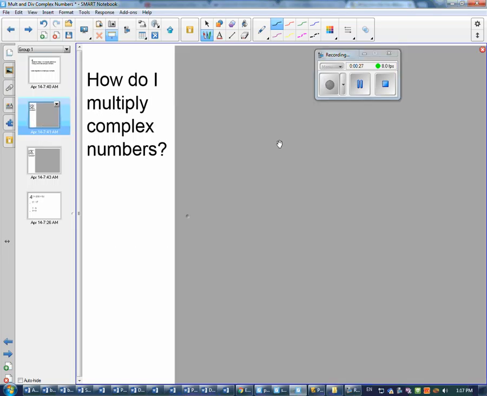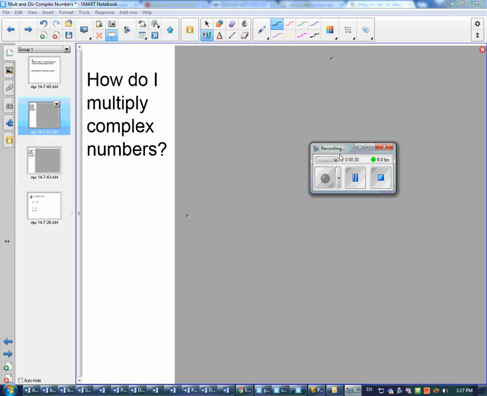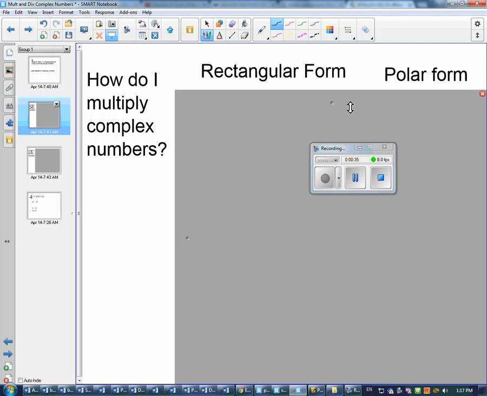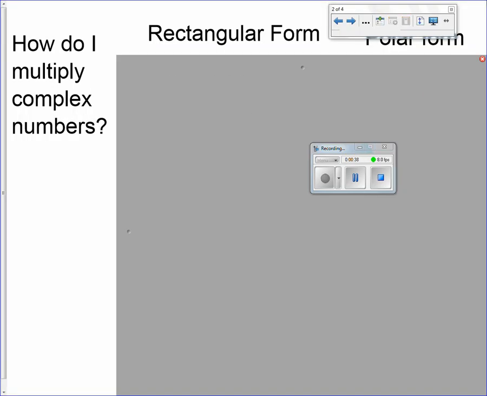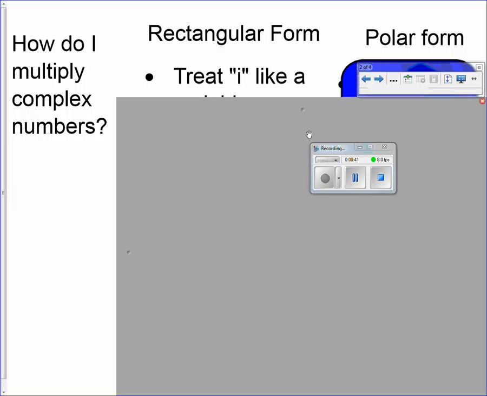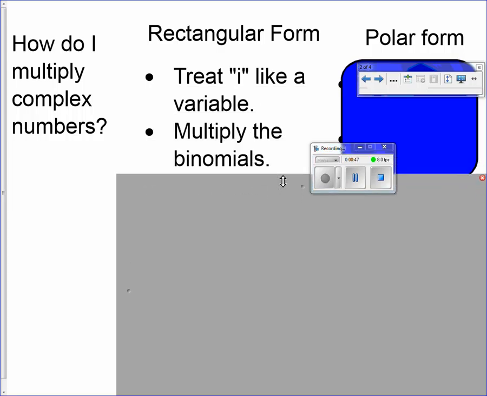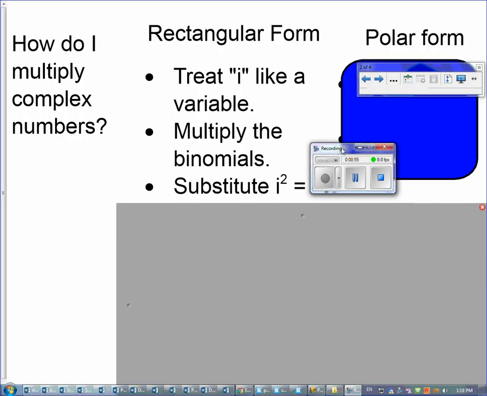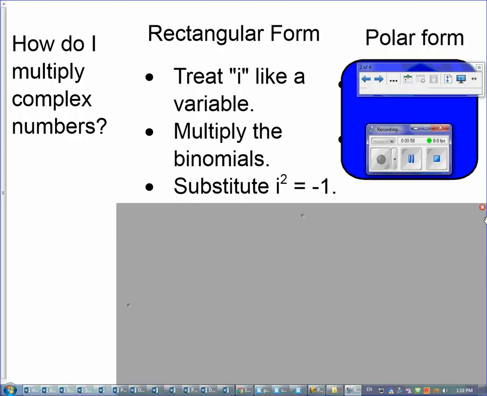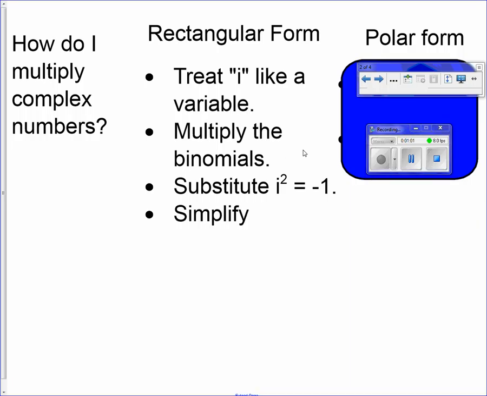So the first operation we're going to talk about is multiplication. And again, we're only going to look at the rectangular form. We're going to save the polar form for class. In the rectangular form, you want to treat i like it's a variable, just like you would treat x. If you're going to multiply your binomials, you can use either your FOIL or your box method here. When you get i squared, you can switch that to -1, and then from there, you can simplify. I'm going to have an example at the end of the notes here. Again, save some room for polar form. We're going to do that one in class.